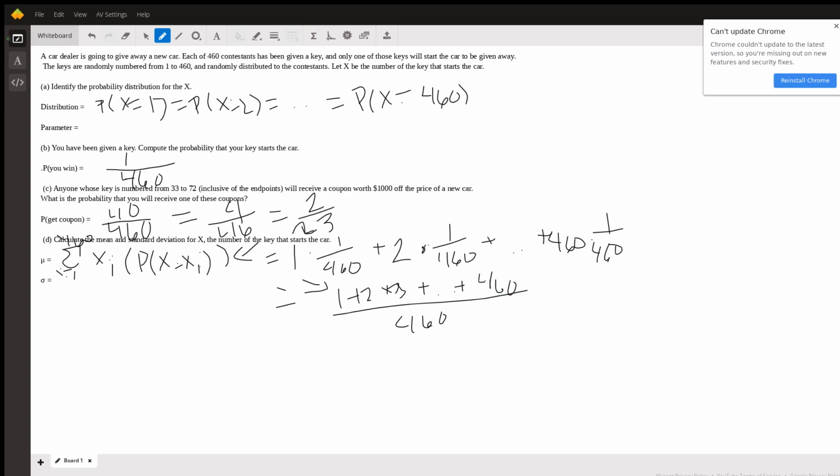From there, you're going to do a very similar thing for the standard deviation. I encourage you to use your notes to look at that formula. It's going to be similar to the mean, but we're going to use the formula for standard deviation.